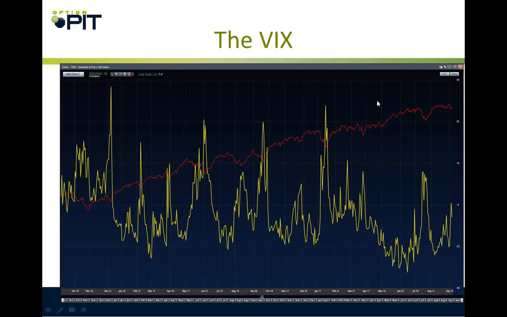Now here is the VIX, the returns in the VIX versus the returns in the S&P 500, and this was up to October 1. What do you notice? When the S&P sells off, VIX returns go up. When the S&P rallies, VIX returns drop.